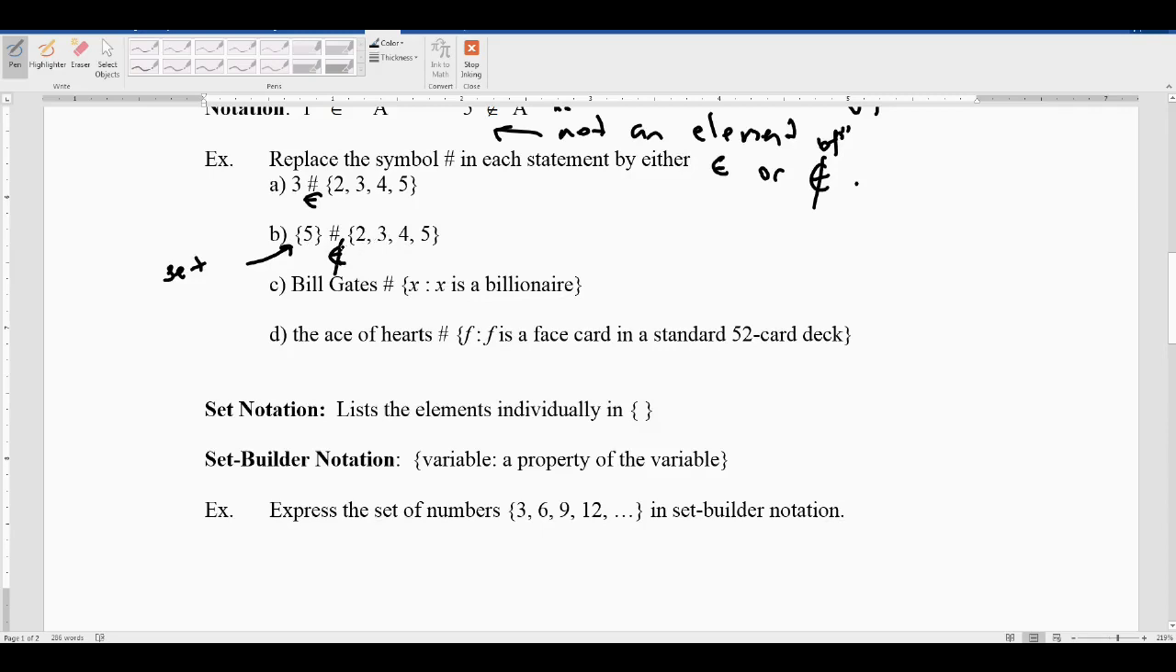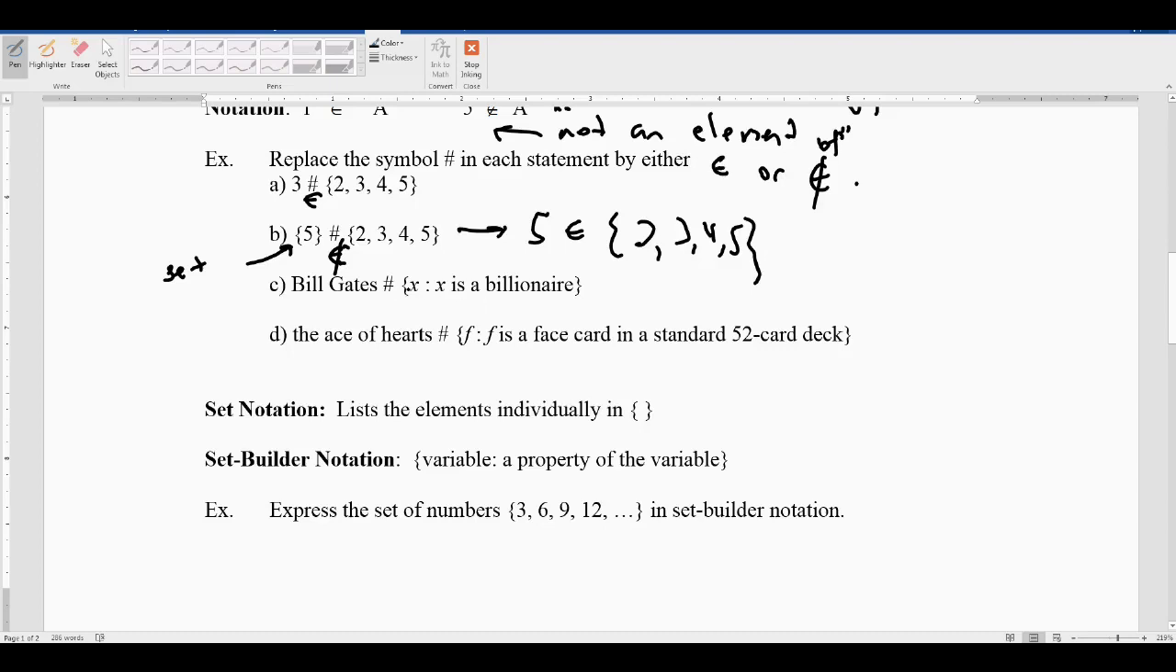These are just elements. So this would be, it is not an element of. It is a subset of it, but it is not an element. We'll talk about subsets in another video. For this to be a true statement, we would have to have written it like this. 5 is a subset of that set. So it is not.